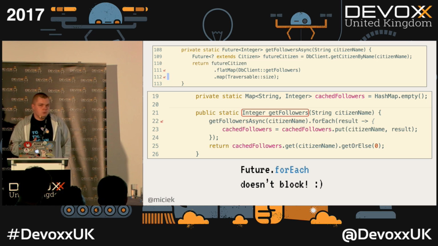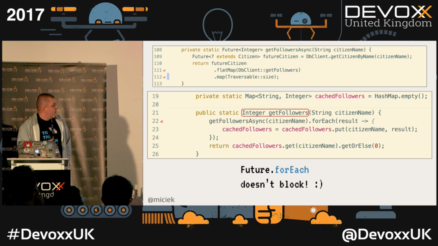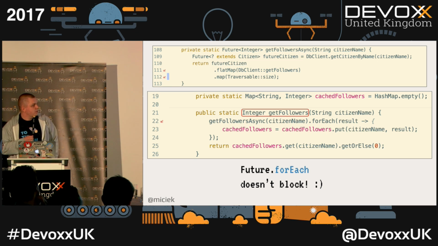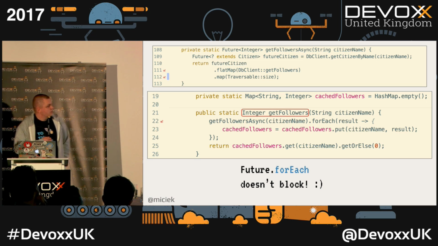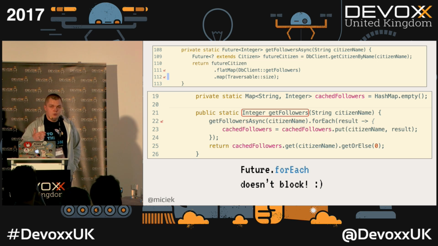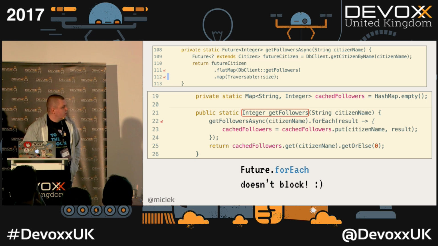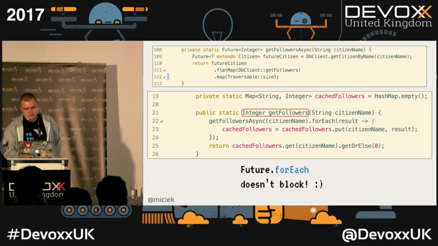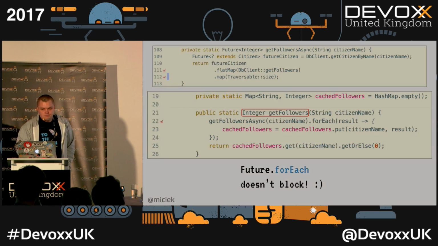We get the result, which is the list of citizens, and then which is an int, that's a count of followers, and then we put it into the cached followers map. So a user will need to poll every now and then, but the call to this function won't be blocking. We always return an integer, and in line 25, if there is no value in the cache, we just return 0. That's the default value.